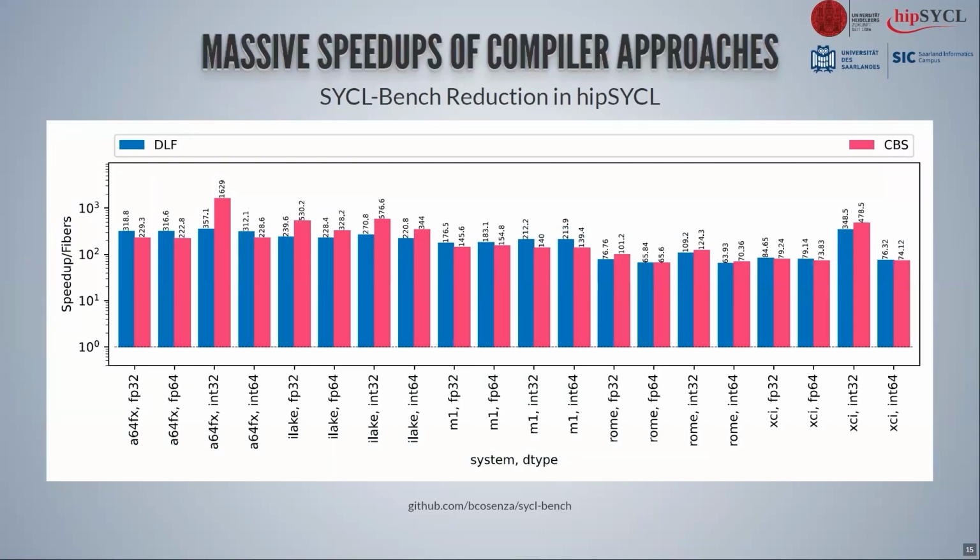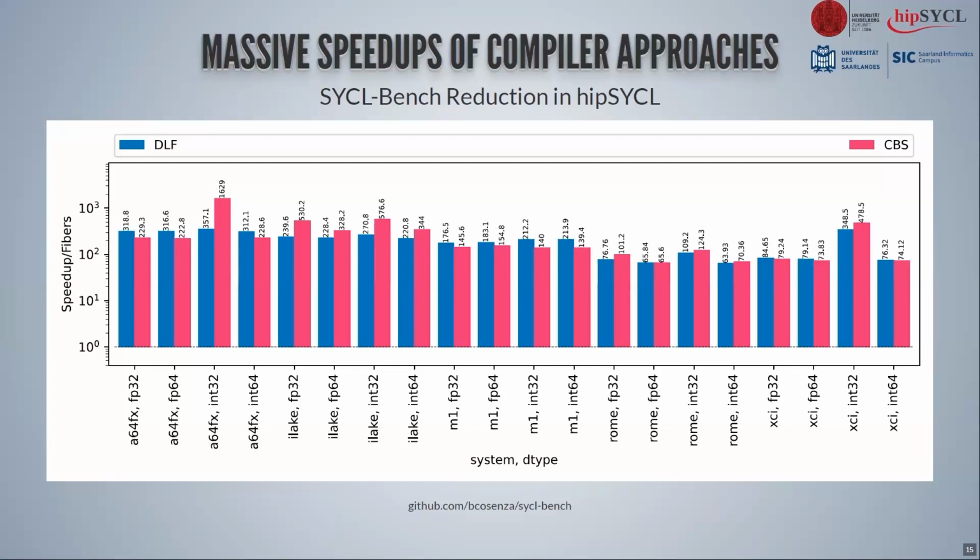We have a reduction kernel, which has a rather bad compute to barrier ratio. What this shows us is the speedup over the HipSYCL fibers implementation. The deep loop vision is in blue, and the CBS implementation, continuation-based synchronization, is in pink, I guess. We can see that both the compiler approaches are able to outperform the library-only implementation by up to multiple orders of magnitude.